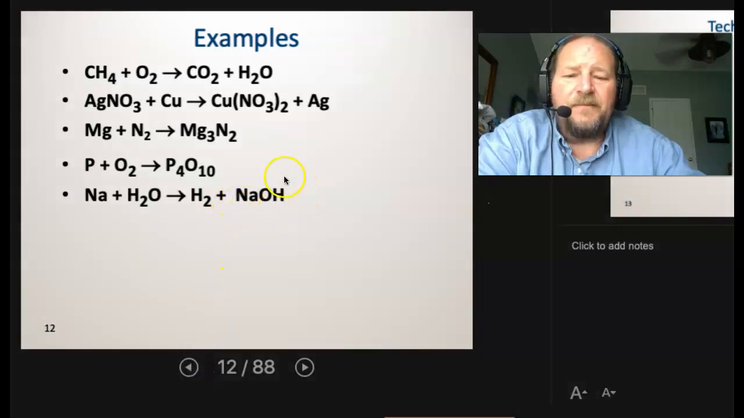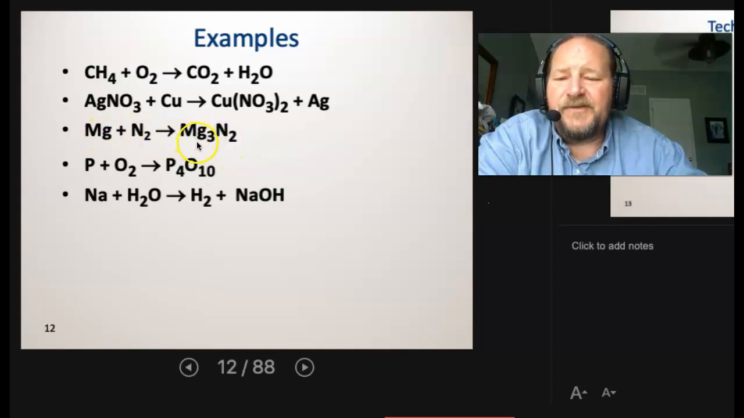All right, so if you've unpaused, you're ready to get some answers. So for this one, again, without using the table, I'm just going to do it straight across. I have 1 magnesium, 3 magnesium. So I'm going to go ahead and put a 3 right here. I have N2 and N2. This 3 doesn't affect the nitrogen, so I should be good. 3 magnesium, 2 nitrogen, 3 magnesium, 2 nitrogen.